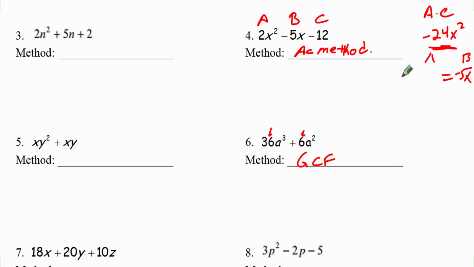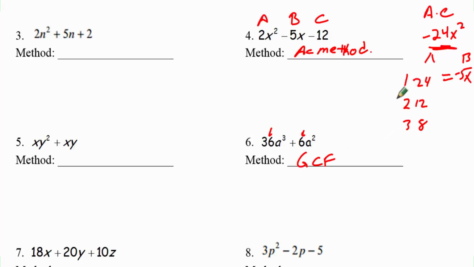Okay, so what are the factors of 24? Obvious ones are 1 and 24. But 1 plus 24 or 1 minus 24 can't get you negative 5x. 2 and 12, I still can't get 5x out of that. 3 and 8, those are the magic numbers.